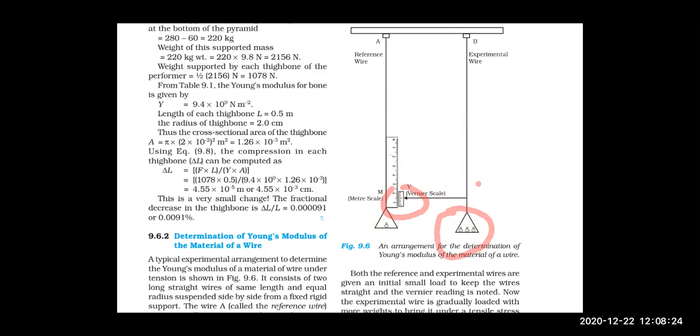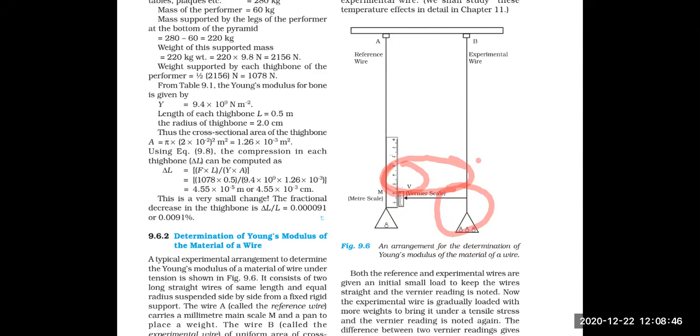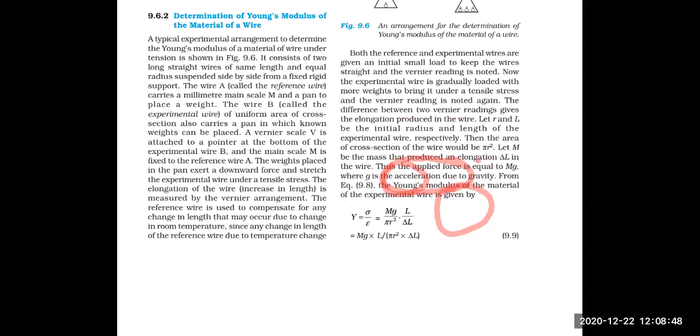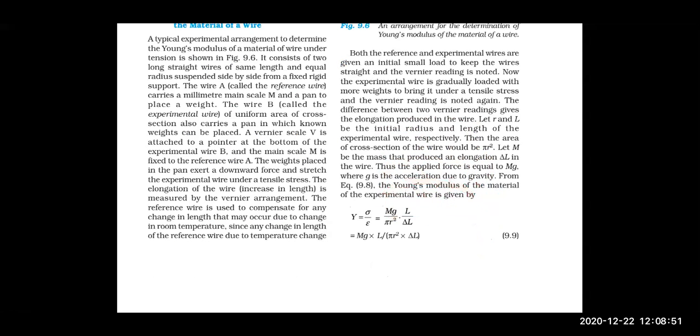As we put the known weights, there will be extension in the wire B and the pointer will slide over the vertical scale and it will show us reading number 2. So we will note that reading, right? There will be elongation in the wire. There will be change in the wire. So we will note that reading, and the difference of the two readings will give us del L. Right, beta? L, the length of the wire, we know. The mass which we are putting in the pan, that we know.